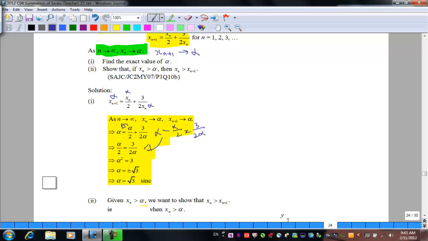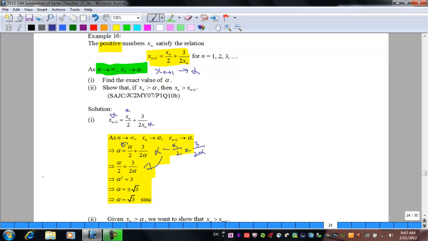Now be very careful, I have to reject negative. Why is this so? Remember in example 15, we also rejected one value. Why? Because the numbers are all positive, so the limit must also be positive. Okay, so that's it for finding the value of alpha. I hope that all of you will be relatively comfortable with this skill by this point in time.